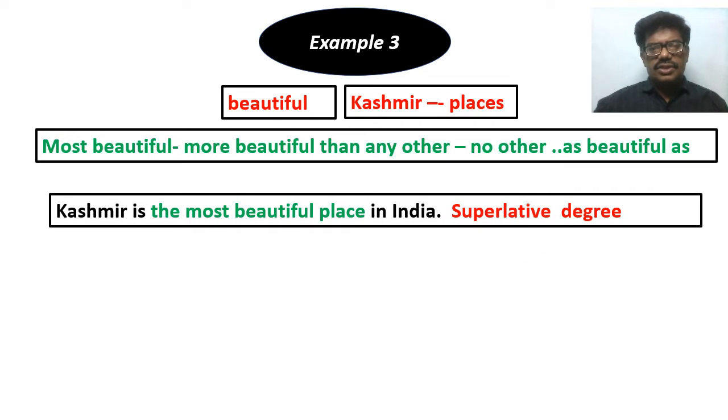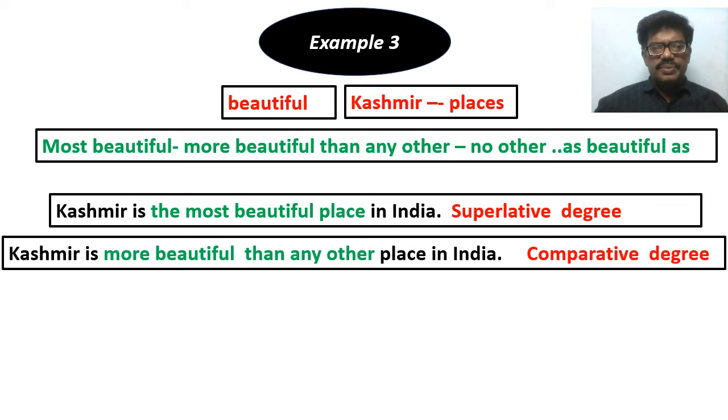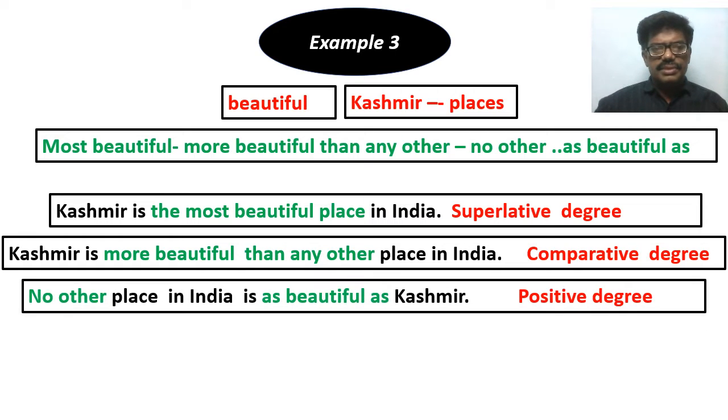Look at the structures in type 1. Kashmir is the most beautiful place in India, superlative degree. Kashmir is more beautiful than any other place in India is the comparative degree. No other place in India is as beautiful as Kashmir will be the positive degree.